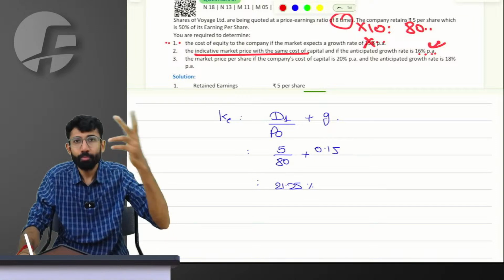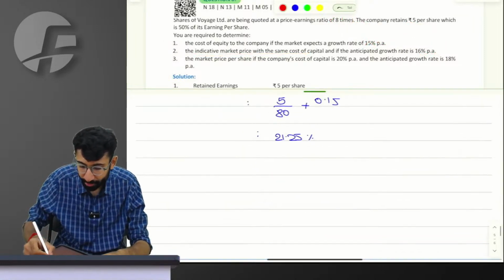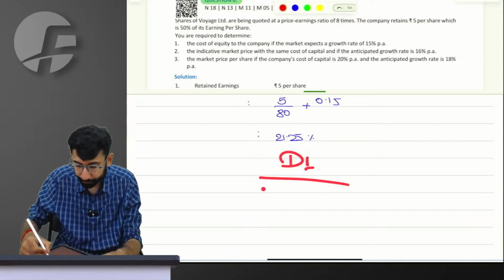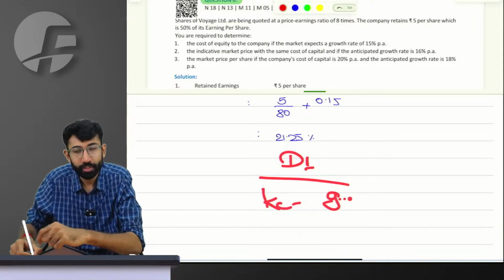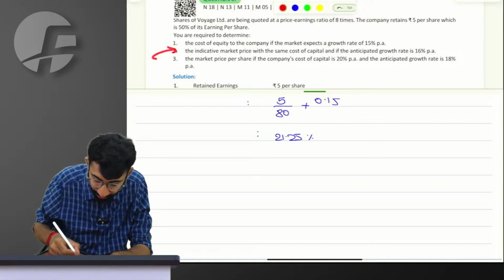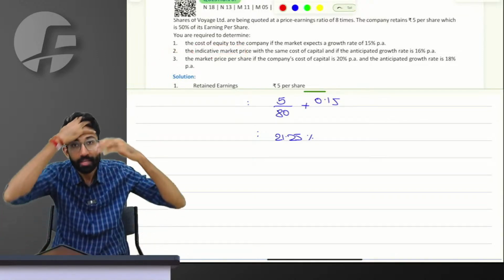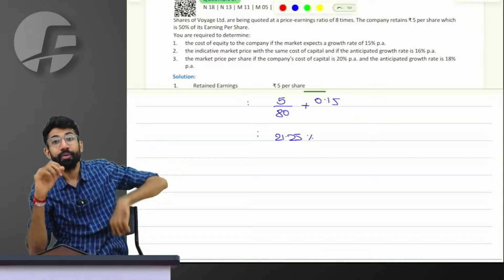Obviously. If you imagine the formula of price, imagine Gordon's model, it is D1 divided by K minus G. If this growth rate will change to 16, will your price change? If yes, what is that indicative price? Understand the meaning of the word indicative price: it means intrinsic value, fair value, equilibrium price.